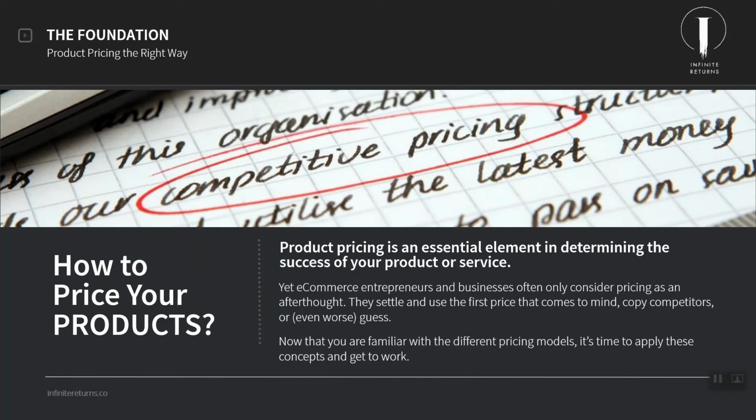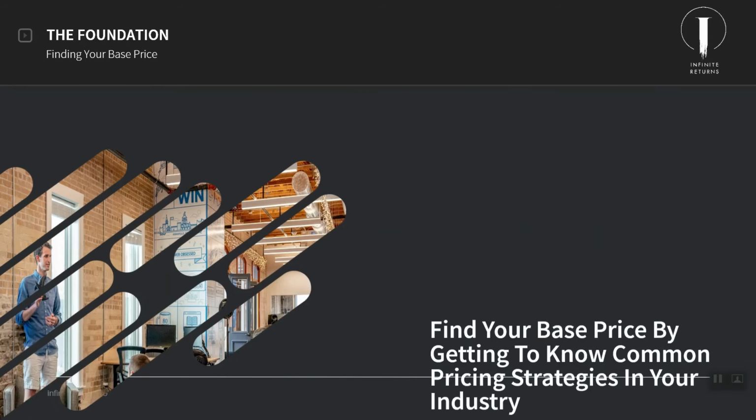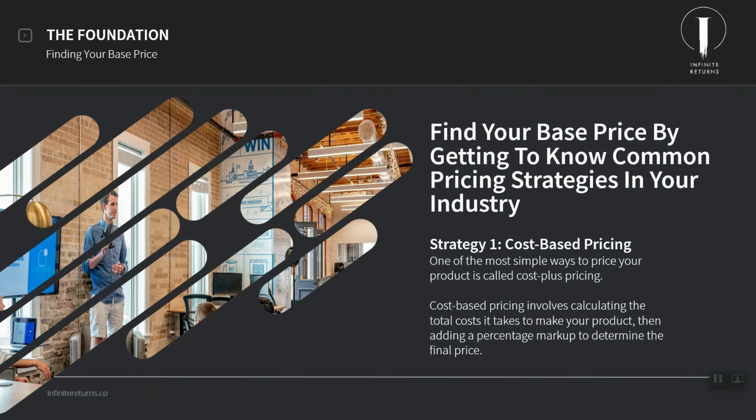Now that you have a basic understanding, it's time to apply these concepts and get to work. You need to find your base price. Your base price is getting to know the common strategies of your industry. Again, strategy 1, cost-based pricing. This is one of the simplest ones, is cost-based. It's basically your cost plus some. Really simple. We just talked about this.